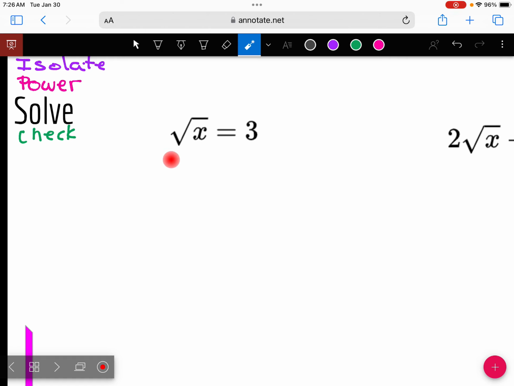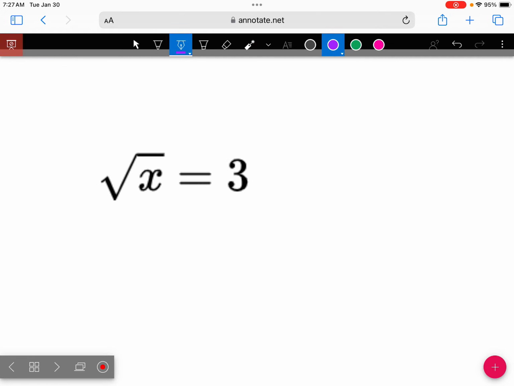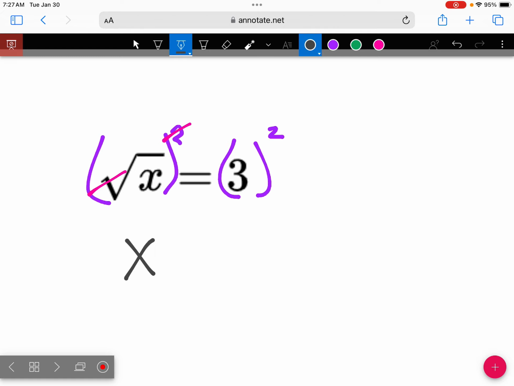We love that. So done on isolate, check. Then we're going to use a power. What power am I going to use to get rid of a square root? 2. We're going to square it. Whatever it is, it's always going to be our index. So if I square the left-hand side, I'm going to square the right-hand side. My square and my square root cancel out, and we're left with just x. And on the right, we have 3 squared, which is 9.